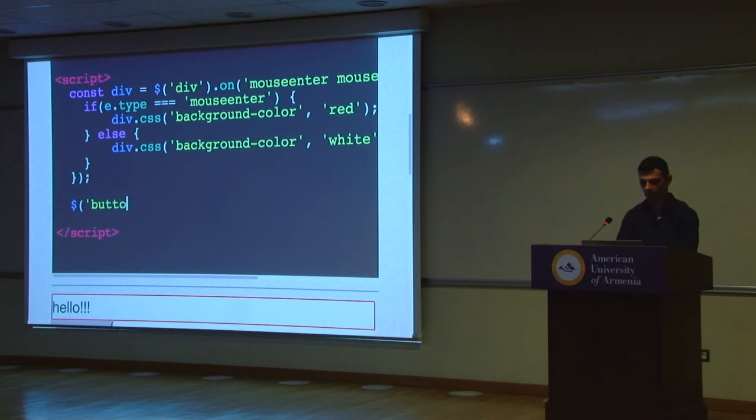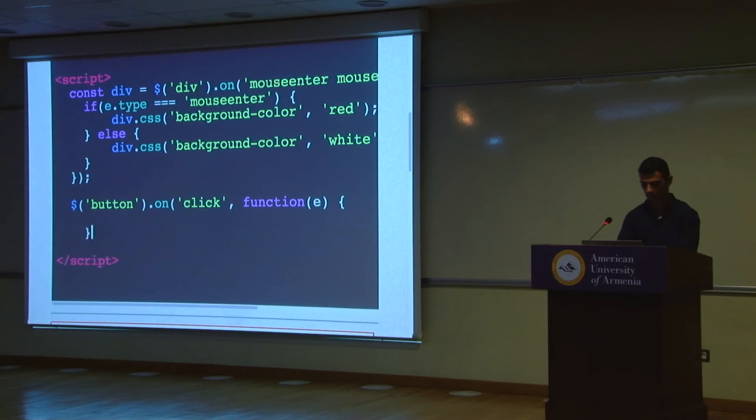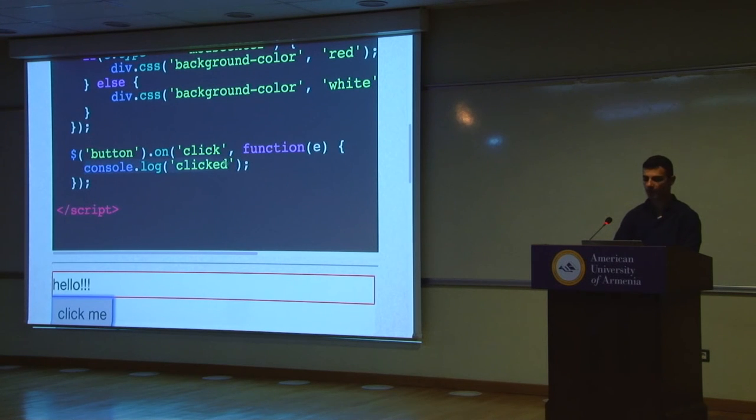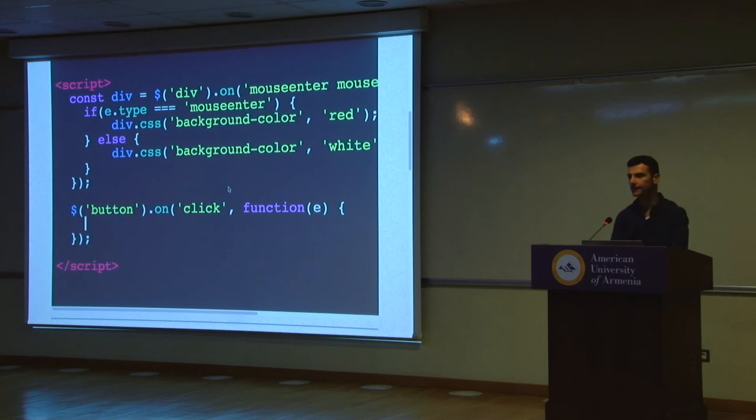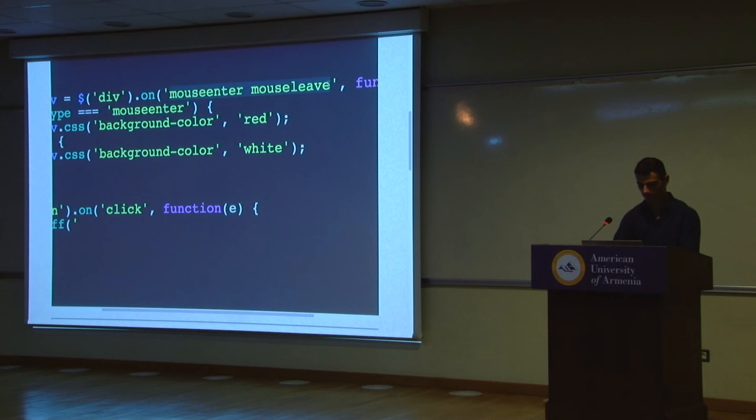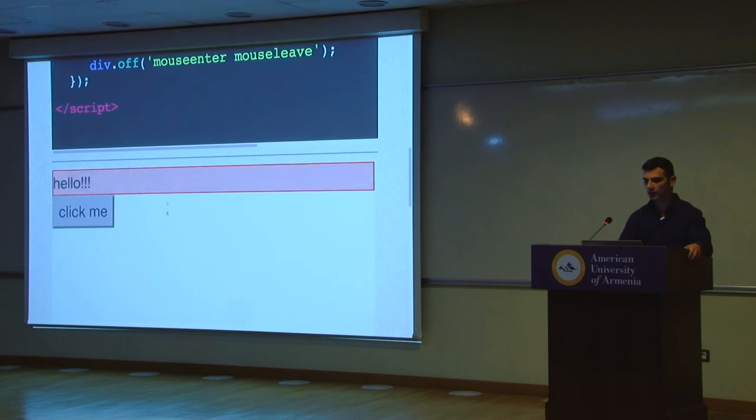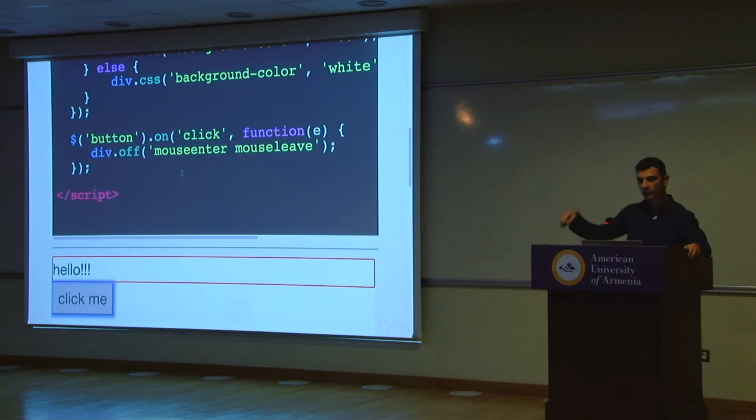Good. I have to select the button. So I'm saying the button on click. Very good. Which takes an event. Good. console.log clicked. Okay, so now if I click the button, right? Good? Okay, so when this button is clicked, I want to turn off these events. Watch this. div.off these guys. Okay, so right now, this works, yes? I click, done. That's the same thing as you saying to that person who runs up and down, don't run up and down anymore, I don't care anymore. And then they stop. Is that clear? Okay.